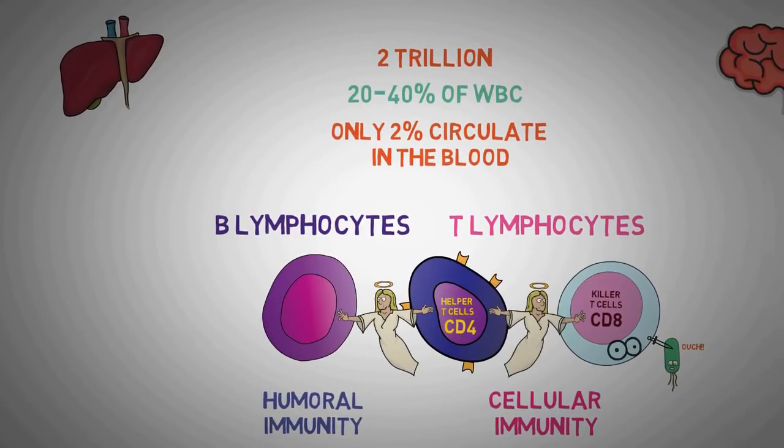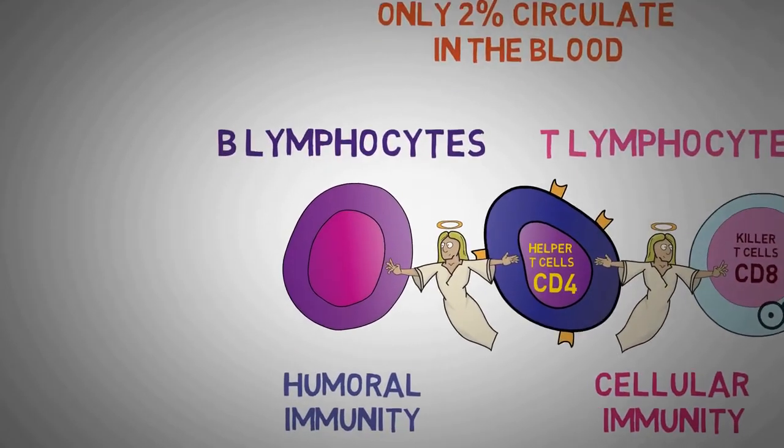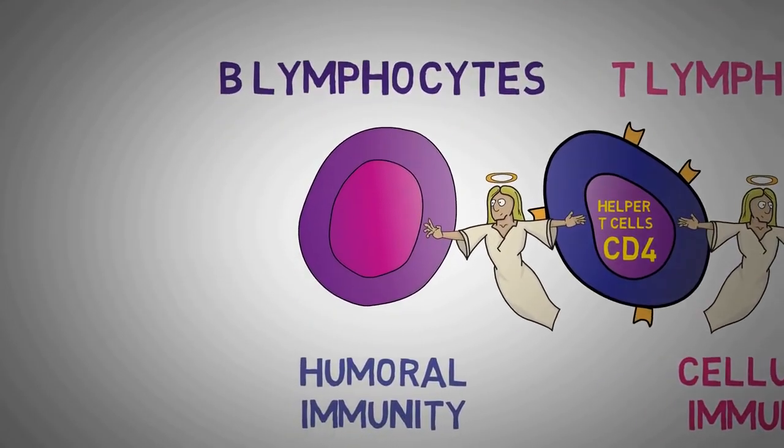The other major type of lymphocyte in our blood are the B lymphocytes, which are responsible for the humoral immunity.